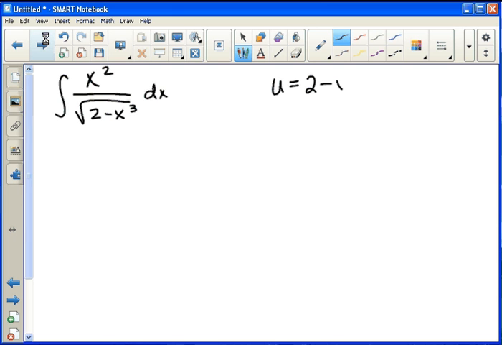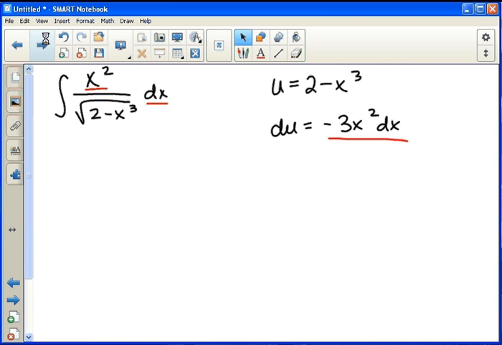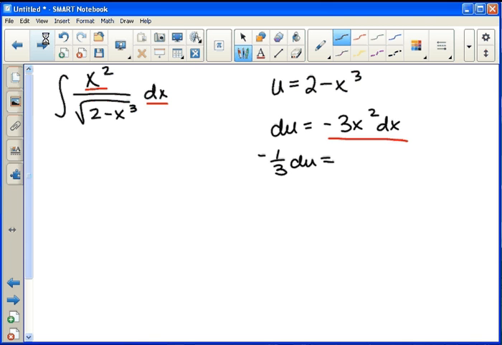So we don't quite have a match. Okay, look, this is negative 3x squared, and this is x squared dx. So we got to get rid of that negative 3 before we trade it. So we divide both sides by negative 3. Now we're ready. So I get negative 1/3 times the integral of du over the square root of u.